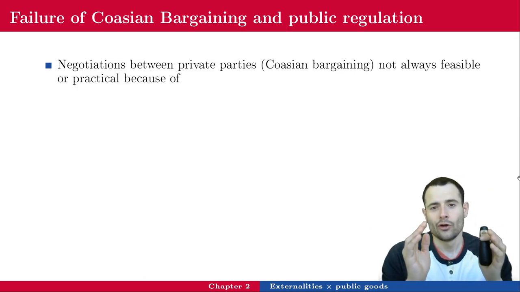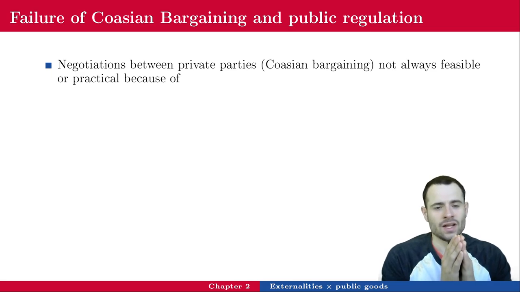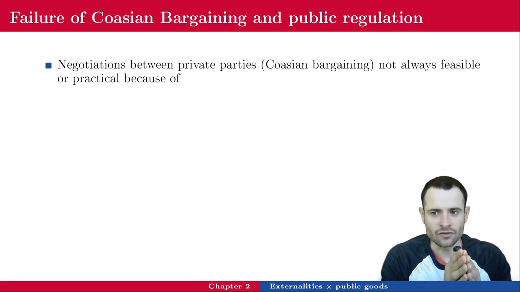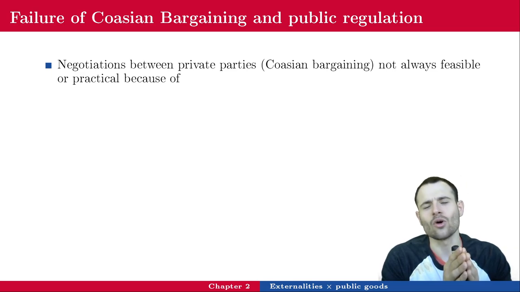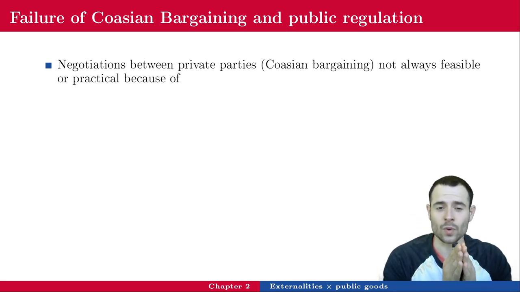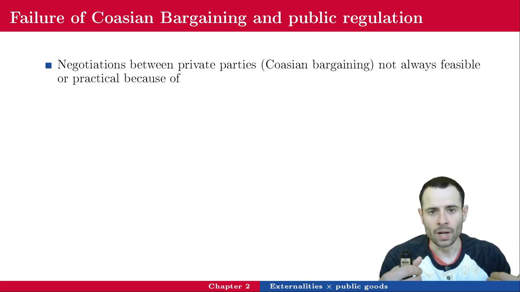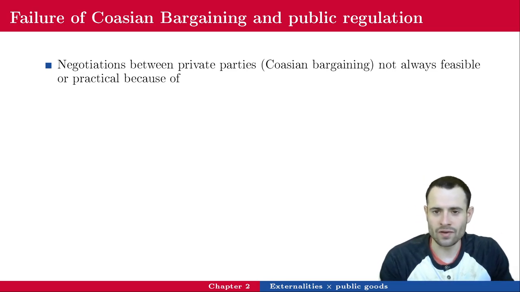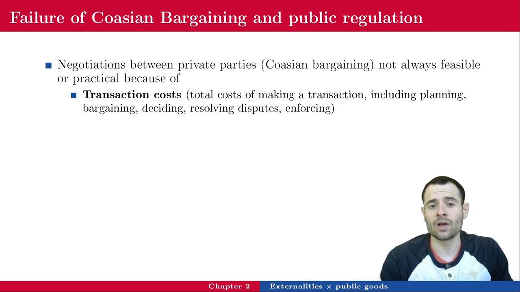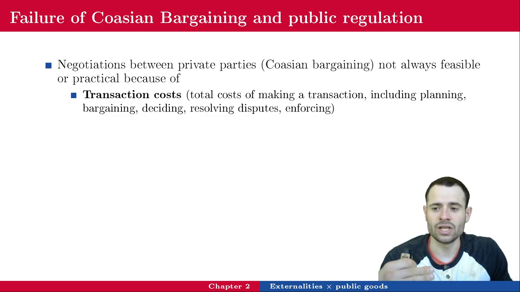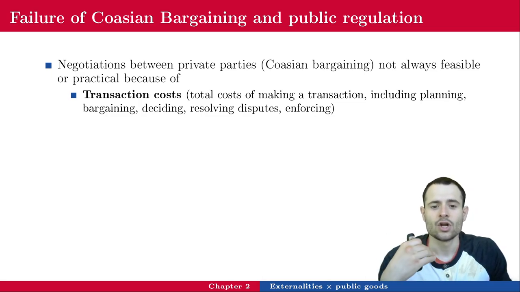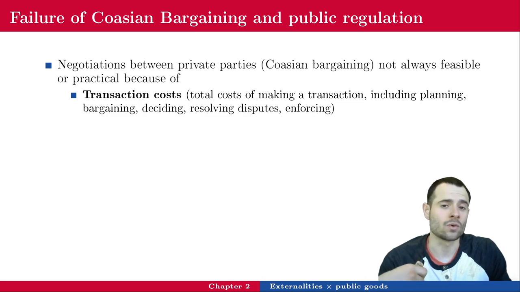What's interesting about this theorem is that it's very powerful, yet it fails all the time. Not all the time, of course not, but it fails quite a lot. So the theorem holds a very powerful intuition, but getting to a socially efficient solution through bargaining can be a problem many, many times. In particular, because there are what we call transaction costs: the total cost of making a transaction, including planning, bargaining, deciding, resolving disputes, enforcing, and so on.